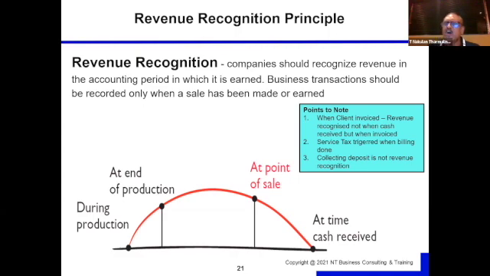Collecting a deposit is not revenue recognition. Collecting a deposit is purely your client paying you in advance because they want assurance that you will work on this case or whatever.